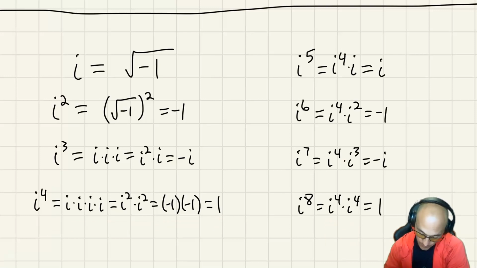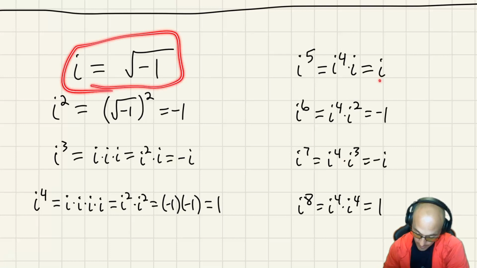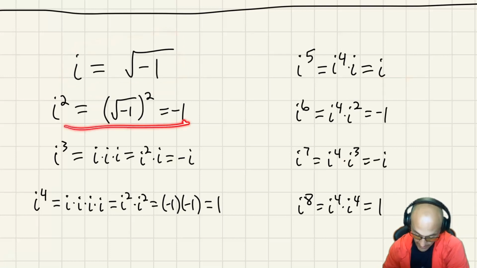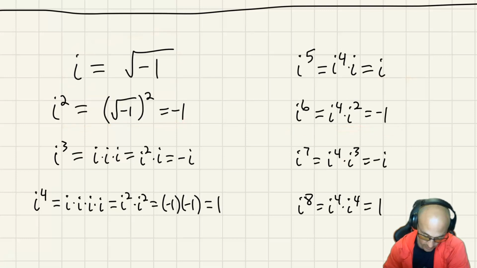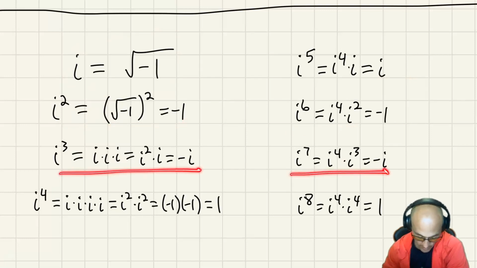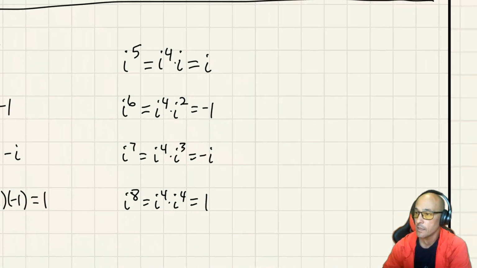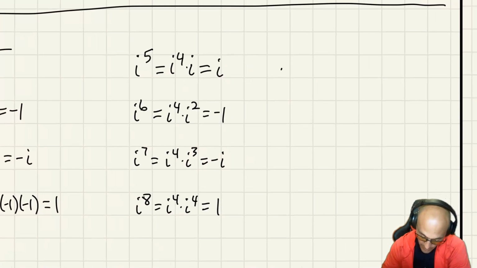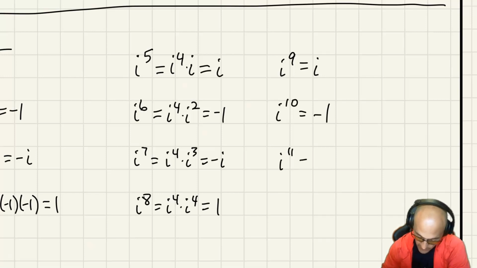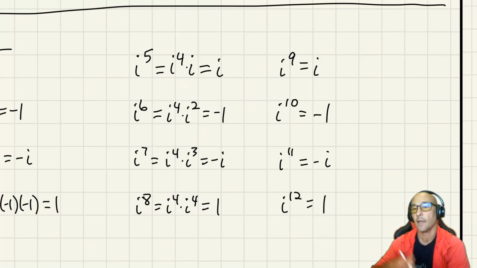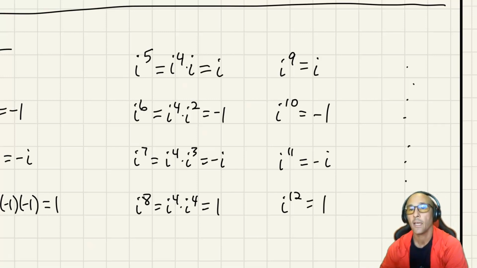And notice the pattern. i, negative 1, negative i, 1. And it will continue like that forever. So i to the ninth is i, i to the 10th is equal to negative 1, i to the 11th is equal to negative i, and i to the 12th is equal to 1. And it continues on like that. Any questions on that?